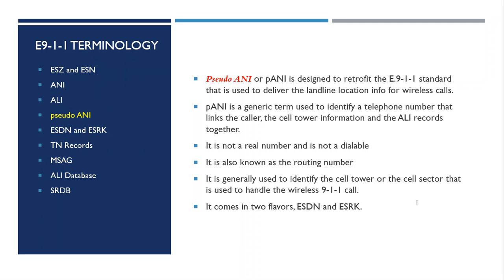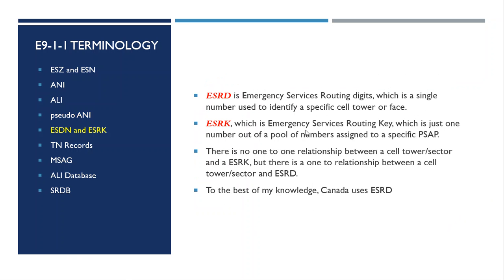The pseudo ANI number is also called a routing number in the telephone companies. It is generally used to identify a specific cell tower or the cell sector that is used to handle the wireless 911 call. It actually comes in two flavors. One is called the ESRD, another is called the ESRK. ESRD is Emergency Services Routing Digits, which is a single number used to identify a specific cell tower or a sector or face. In contrast, ESRK, which is Emergency Services Routing Key, is basically one number out of a pool of numbers assigned to a specific PSAP.